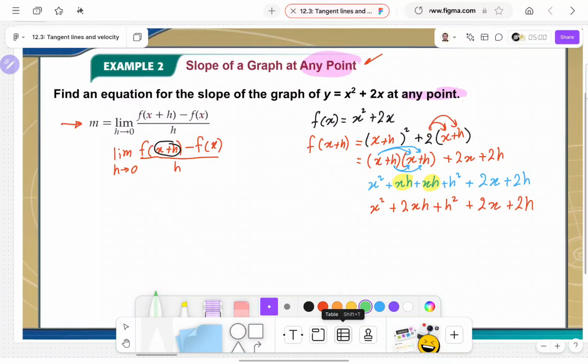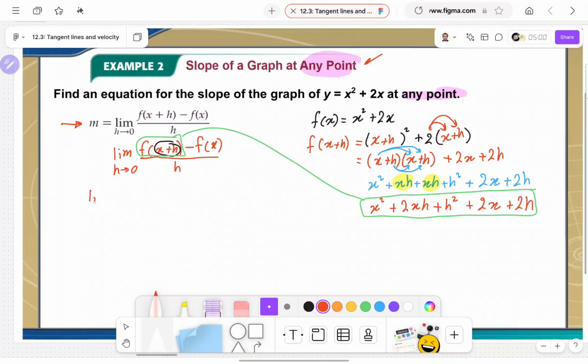So as you can see here, in this equation, I don't have any like term because it's x squared, 2xh, and h squared plus 2x plus 2h. Yeah, so there is no like term here. So all of that can be replaced instead of this term here. Okay, so now let's replace this one.